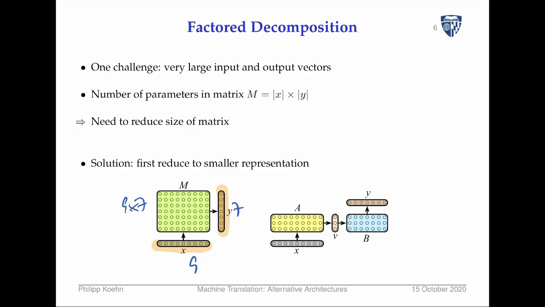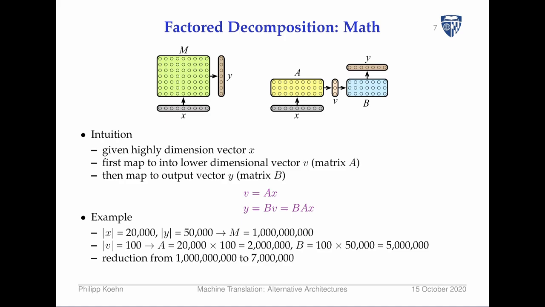So here's now the idea. What if we first take this 9-dimensional vector and reduce it to a 3-dimensional vector? This requires a weight matrix A. This is now smaller, so this is now 9 times 3. And then we have another weight matrix B that converts the smaller representation to our desired output vector dimensionality. And so instead of this weight matrix M, we now have two matrices, A and B. In this particular example, we didn't really save much. But if we had really, really large vectors, then this might be a very effective strategy.